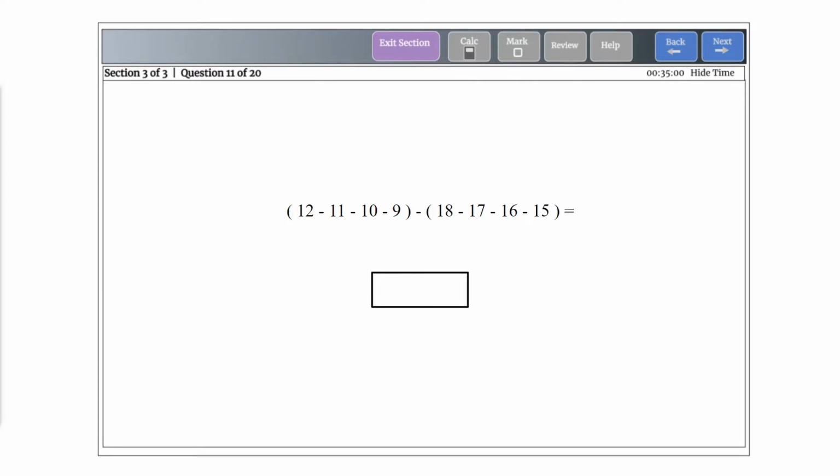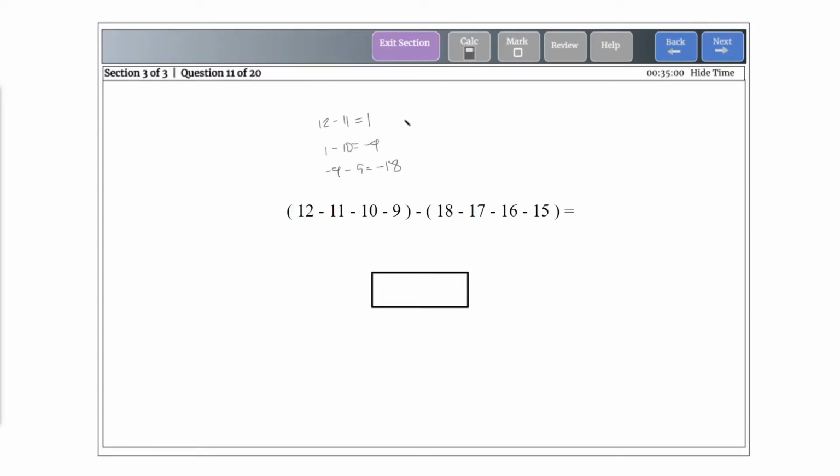Now, we could go ahead and plug this into a calculator, which wouldn't be a terrible idea, but we can go ahead and do this one by hand. So if we have 12 minus 11, it's going to give us 1. So then we take the 1, and now we subtract the 10. We end up with negative 9. Then we take the negative 9, we subtract the 9, and we end up at negative 18.